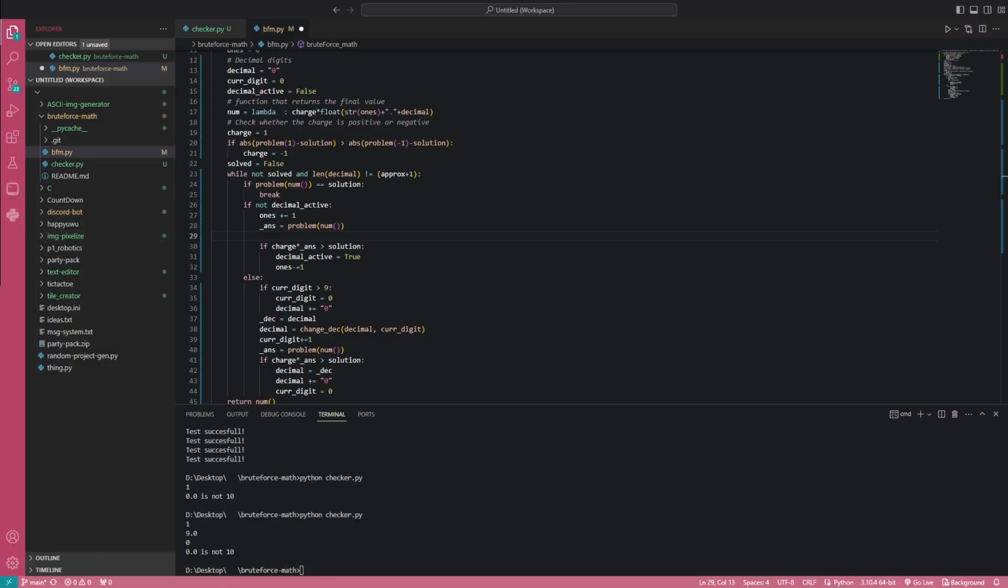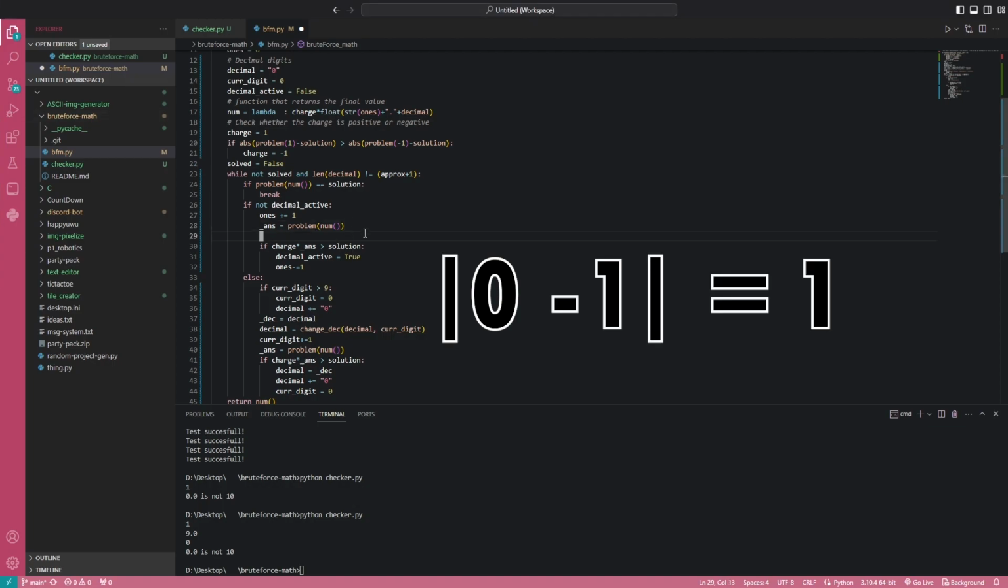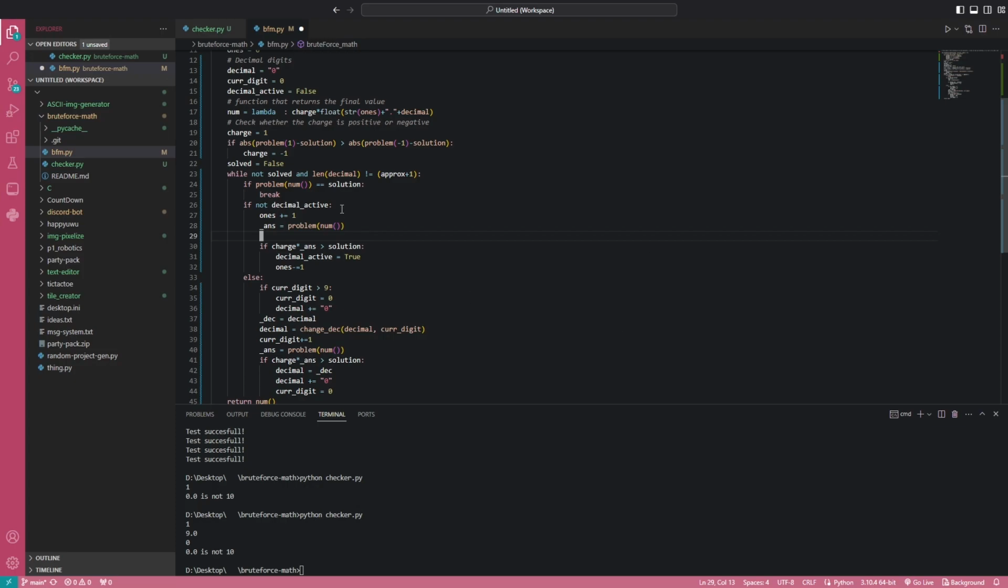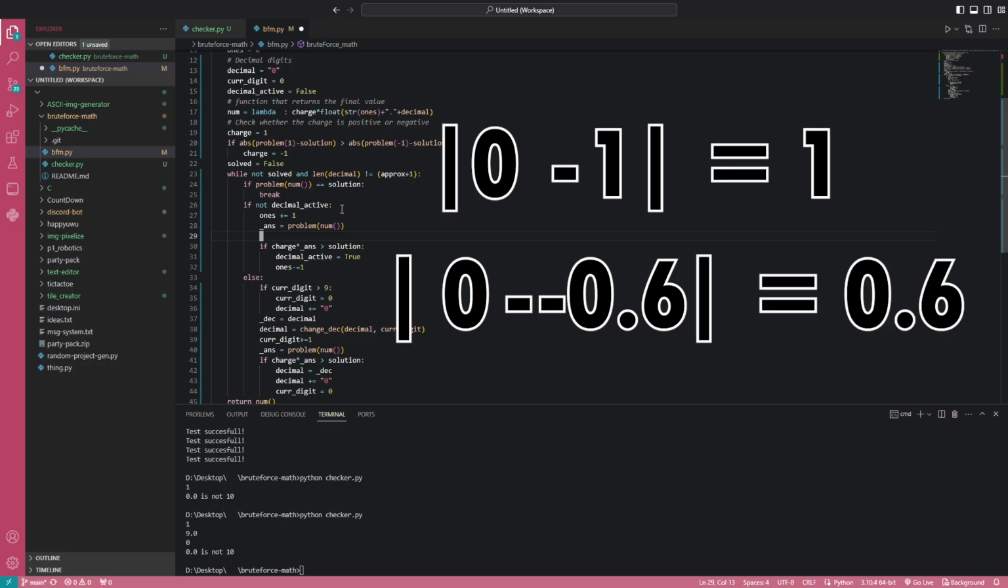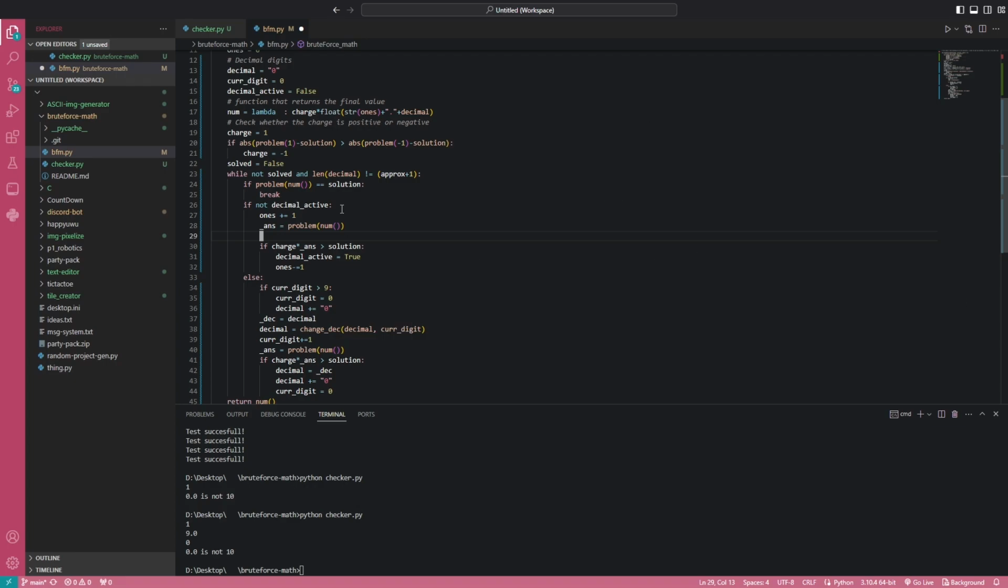So I was thinking, if the answer is 0 and we are at 1, then check the difference between the numbers, which would be 1. The only problem I was thinking about was that if the answer was negative 0.6, it would be closer to 0 than 1. So then it would keep going. And no, I wasn't stuck with that problem for a minute. It was more like half an hour. But I was having some ideas for what to do to deal with it.